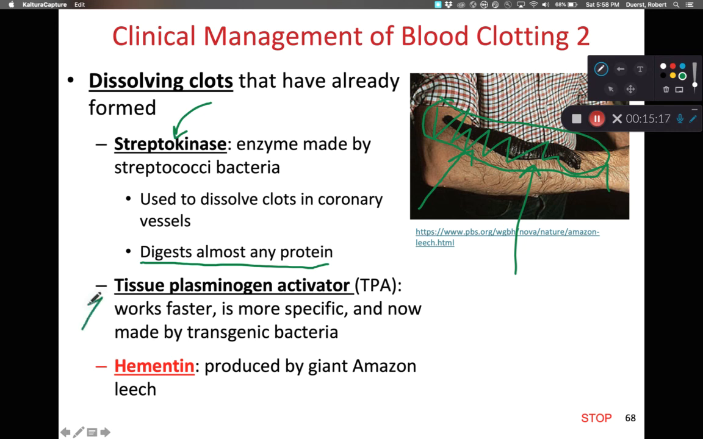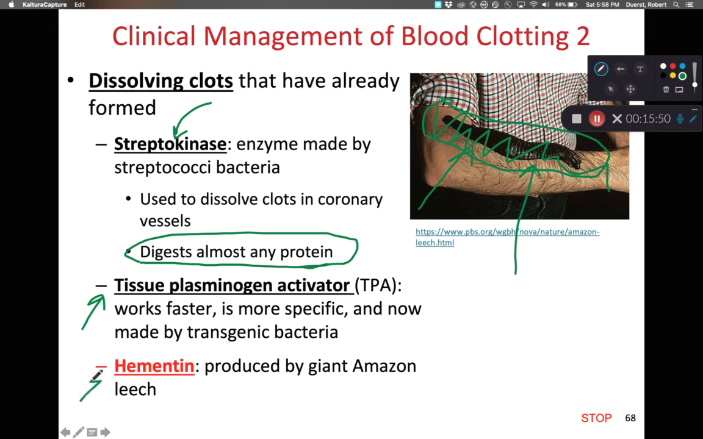We also could give somebody tissue plasminogen activator. And that's a TPA. I love the name. What does this thing do? It activates plasminogen. And if we activate plasminogen, we're going to turn it into plasmin, and then plasmin dissolves our blood clots for us. So tissue plasminogen activator is not going to digest almost all the proteins, or any protein, in our body. Instead, it's just going to focus on activating our natural clot dissolving mechanisms.